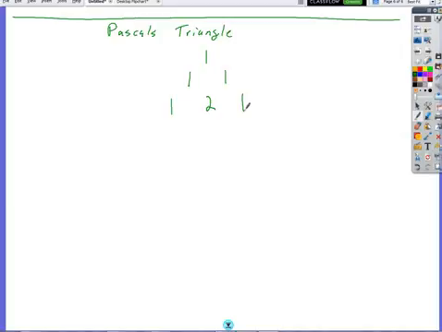So I start each row with a 1, I add up some things. So first off, I put 1 here, 1 plus 2 is 3. 2 plus 1 is 3, and I finish it with a 1. I do the next row, 1. 1 plus 3 is 4. 3 plus 3 is 6. 3 plus 1 is 4. Finish it with a 1. 2 more rows and we'll be done. 1. 1 plus 4 is 5. 4 plus 6 is 10. 6 plus 4 is 10. 4 plus 1 is 5.